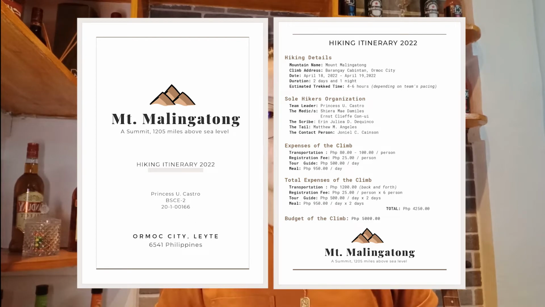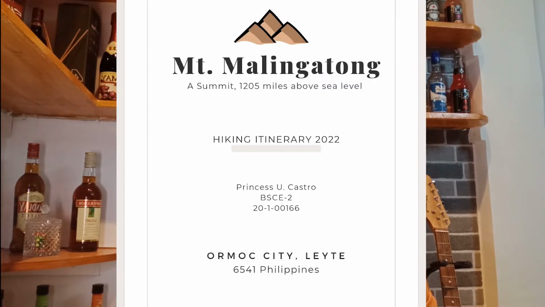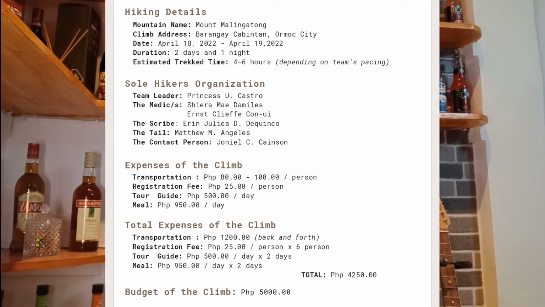So here is an example of an itinerary of the climb, which is the first activity of this course. It is essential to have an itinerary to really use the time properly and avoid discomforts during the hike, wherein the itinerary shows the hiking details, which is in Mount Malingatong, located at Barangay Cabintan in Ormoc City. The date and duration are 2 days and a night, with an estimated trek time of 4 to 6 hours, depending on the team spacing, because some people have faster paces than others, hence it is a case-by-case basis.